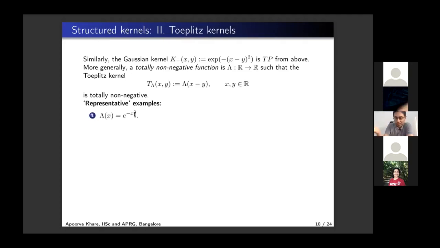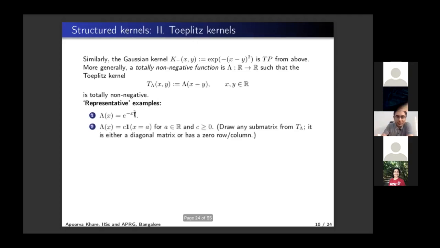So the first example is one we already saw. The second example is a degenerate one, a sort of Dirac delta example. Take a point and just take the kernel to be a non-negative constant C on that point, 0 everywhere else. Why is this totally non-negative? Because you draw any submatrix with x_j's and y_k's. So either you get C on the diagonal, or you have a 0 row or a 0 column. So the determinant is either C power something or 0. That's not too hard to show. So that's a degenerate totally non-negative function.